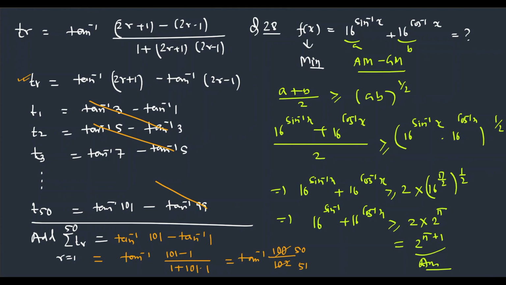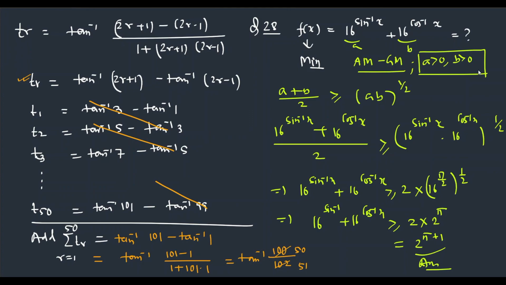Sir, when did you say that we will apply this AM-GM, at what condition? AM-GM, always remember, when you have positive numbers. When you have positive numbers, always for maximum and minimum recall the AM-GM inequality, when the numbers are positive.